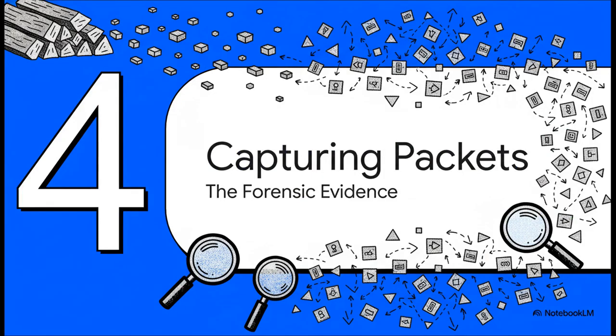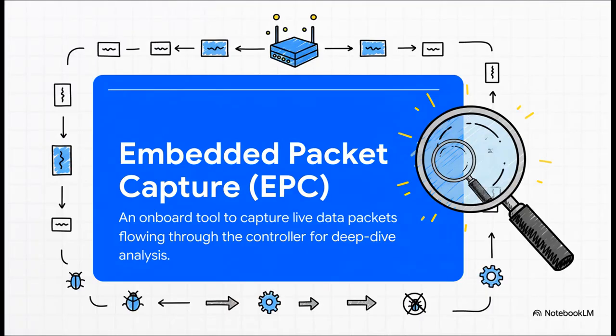So sometimes, logs just aren't enough. They tell you what the controller thinks happened, but not what was actually on the wire. For that, we need the ultimate source of truth, a packet capture. This is where embedded packet capture, or EPC, comes in. It's basically an onboard network sniffer. It lets you grab the raw forensic evidence right from the controller's data plane, no external tools needed.